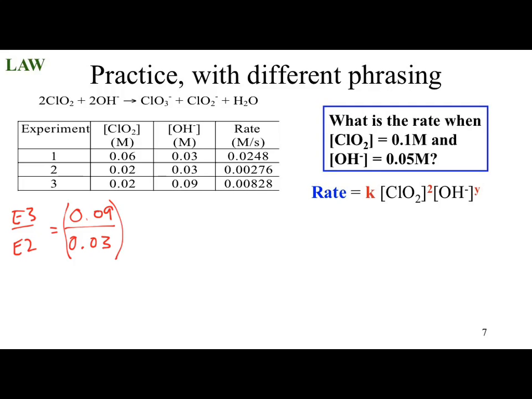Because these are the reagents, these are held to power Y. Did I do Y? Yeah, I did Y. Okay? And we're then going to compare those to what? The rate. Make sure that you put the correct rate on top. We're looking at experiment 3, 0.0828. 2 zeros, thank you.